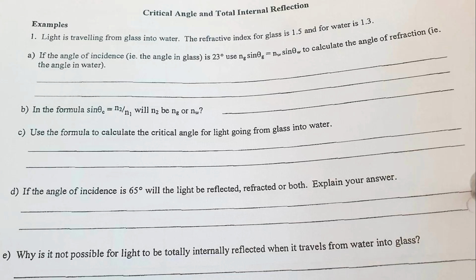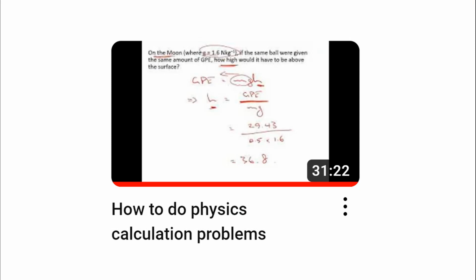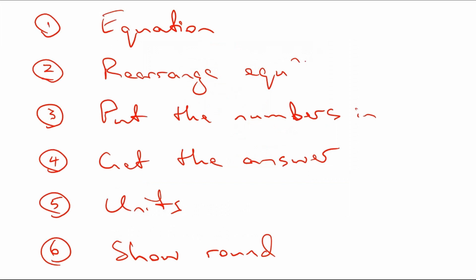Six steps. I've actually got a video on how to solve physics calculation problems, and that video goes into this method. It's the same method I'm going to use right now. I'm going to follow my 6 steps. They would be: start with an equation. Well, this question has already given us the equation to use, so grand. Rearrange the equation if you need to. In this case, we will need to rearrange the equation. And then we put our numbers in. Step 4, we reach for our calculator, we get the answer. Step 5, we put on correct units, and step 6, we show our rounding. So let's follow those 6 steps now.